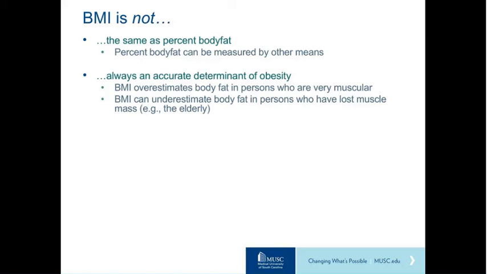On the other hand, BMI can sometimes underestimate someone's body fat or obesity status if they have lower than average amounts of muscle mass, such as when people age and lose muscle mass. So again, there can be mistakes in either direction with categories that result from BMI alone.